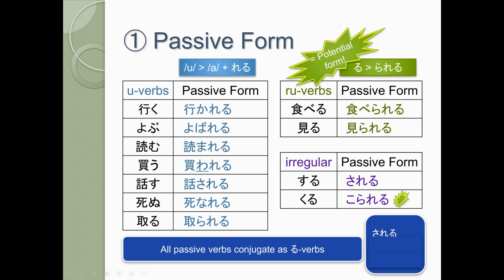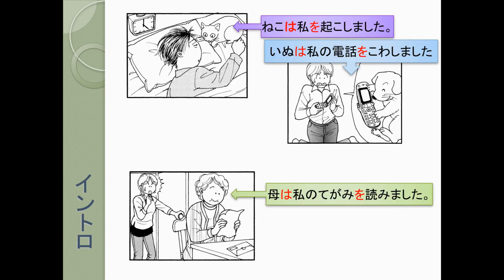So something to note about all of these passive verbs is that once it's in a passive form, it always conjugates as a do verb. So for example, される, the mas form would be されます. And then the ta form would be された. And so on and so forth. So like されない, されたい, されば. It will change just like any other do verb would change.